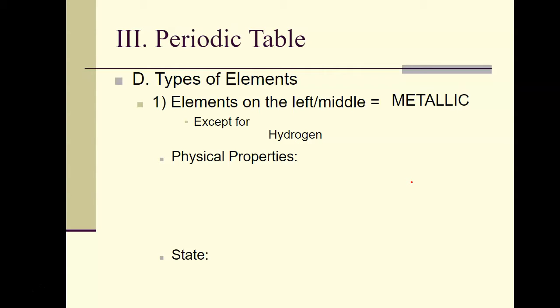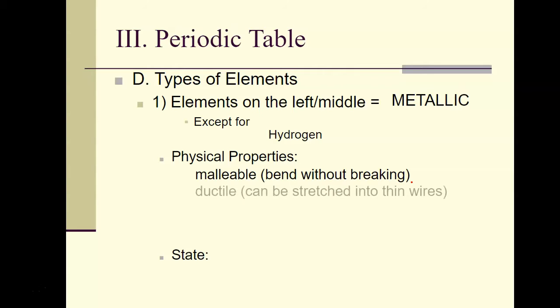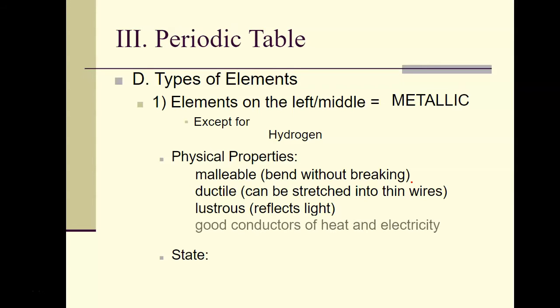Okay, and some properties we look at with metals. Metals are malleable. I can take a metal, bend it, and twist it around without it breaking. Ductile: they can be stretched into thin wires. Lustrous: most of them you would describe as shiny. It means they're reflecting light, which means they're lustrous. And they are good conductors of heat and electricity.